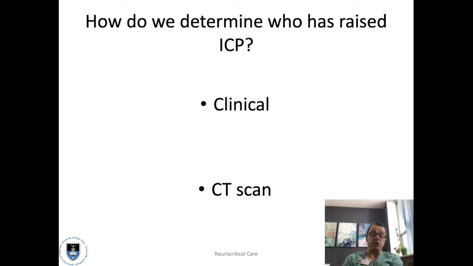you're not able to really measure the level of consciousness clinically. So if there is a brain injury, we'll often put an intracranial pressure monitor in, even if it's not deemed to be that severe, so we can monitor the intracranial pressure.